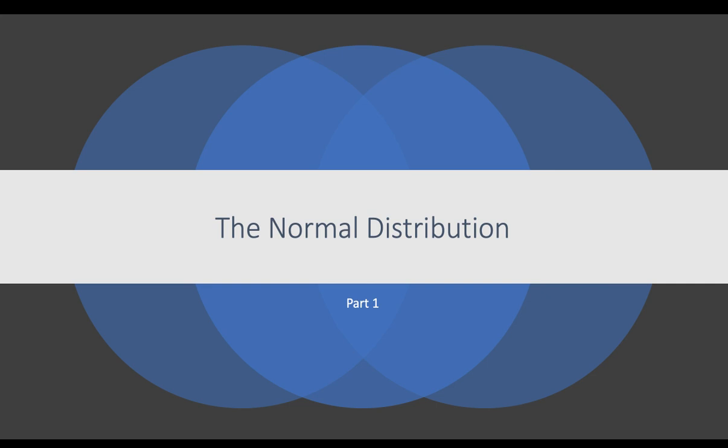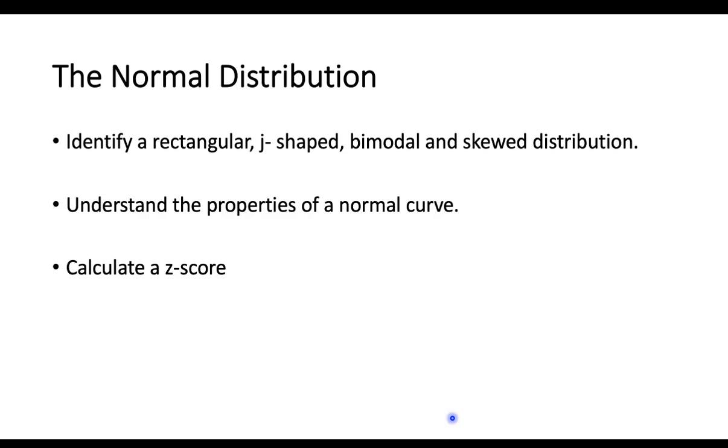We're talking about the normal distribution today. Specifically in this screencast, what we're going to be doing is identifying different distributions first. So we're going to identify a rectangular, J-shaped, bimodal, and skewed distribution first. So I want to go over all of those. I want you to know what those would look like, and we want to talk about examples of each.